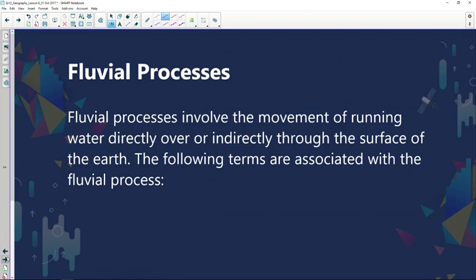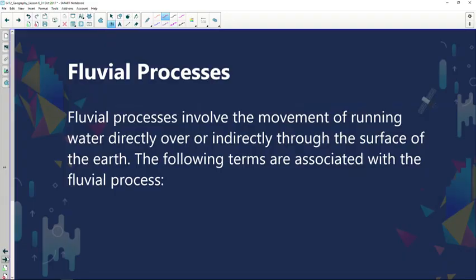The fluvial process is the movement of running water over the land, over the surface that it runs. Now, water runs on the surface in two ways: indirectly and directly, on top of the surface and below the surface. And we need to be able to distinguish between these different flow patterns. If we look at the definition, it is the movement of running water directly or indirectly through the surface.